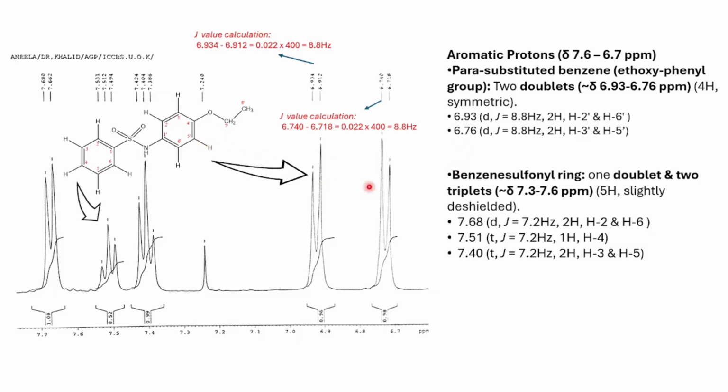These are the ortho coupling. At 6.76 another doublet appeared, J value 8.8 hertz, 2 protons, H3 prime and H5 prime. Here's the H3 prime and H5 prime.